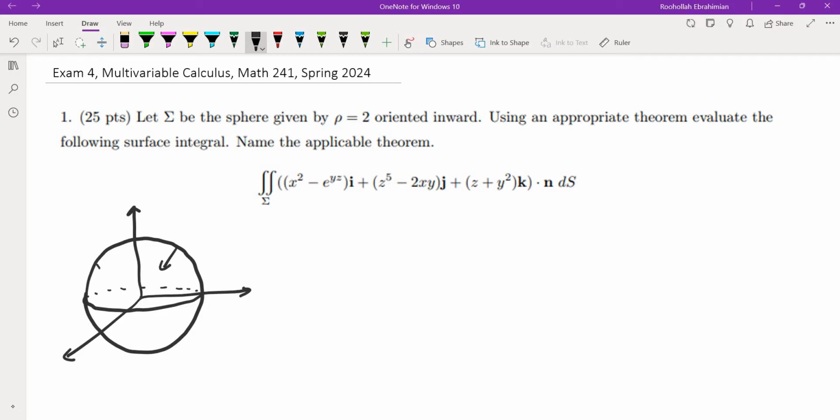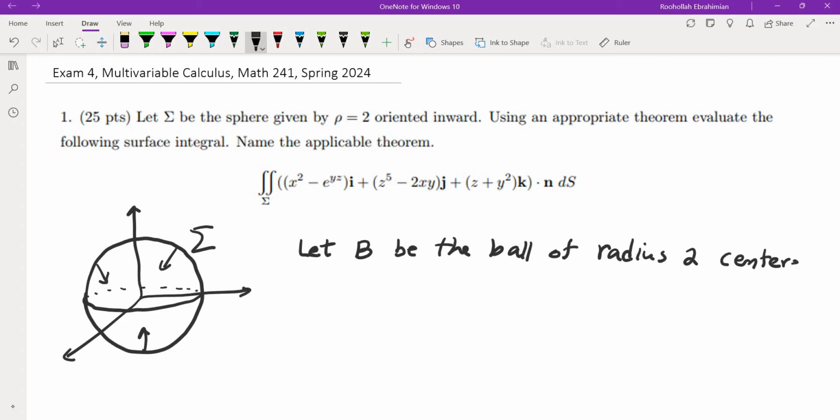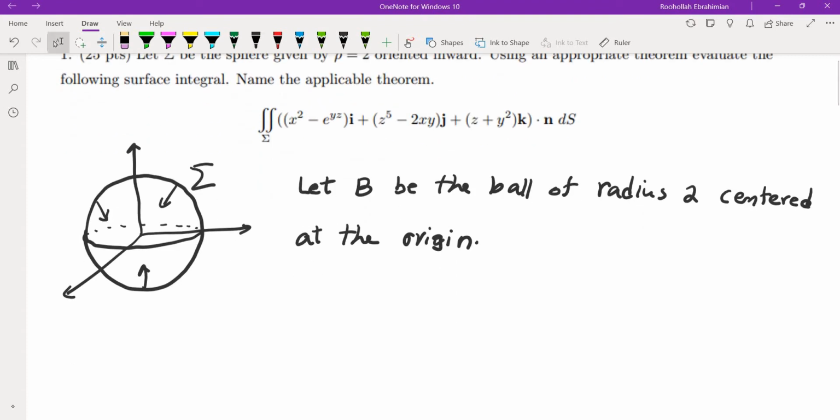Okay, so first we're going to draw the diagram, and we call this surface sigma. What would be an appropriate theorem to use for evaluating surface integrals over closed surfaces? Well, clearly that would be the divergence theorem. But first we have to identify the interior of this. So let B be the ball of radius 2 centered at the origin. So we will apply the divergence theorem.